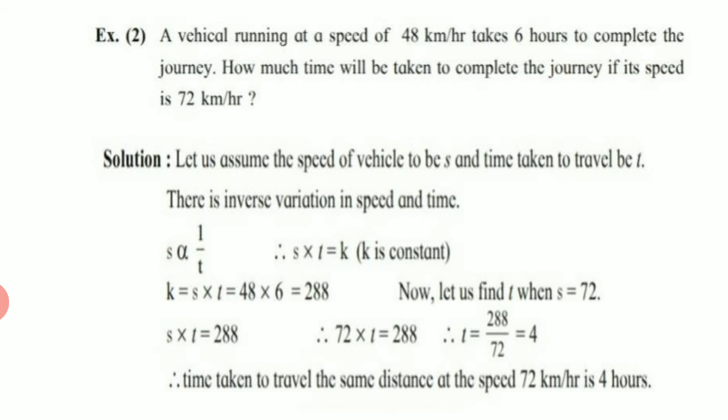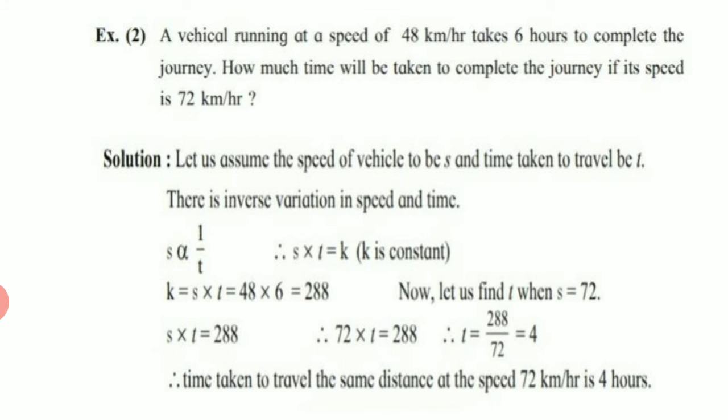Next example, a vehicle running at a speed of 48 km per hour takes 6 hours to complete the journey. How much time will be taken to complete the journey if its speed is 72 km per hour? Solution. Let us assume the speed of the vehicle to be s and the time taken to travel be t. There is inverse variation in speed and time. S alpha 1 upon t, therefore s into t is equal to k. K is a constant. K is equal to s into t, where 48 into 6 is equal to 288.